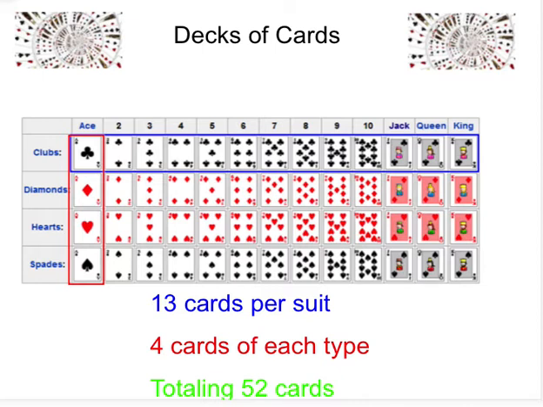So cards have 4 suits: clubs, diamonds, hearts, and spades. Each of those suits has 13 cards: Ace, 2, 3, 4, 5, 6, 7, 8, 9, 10, Jack, King, Queen. Some people count ace as a numbered card because it technically represents 1, but most of the time it's not counted as a number card. So notice that ace has 4 of each type. 2 has 4 of each type. Okay, so that gives you an idea of some of the probability that we're going to be doing.